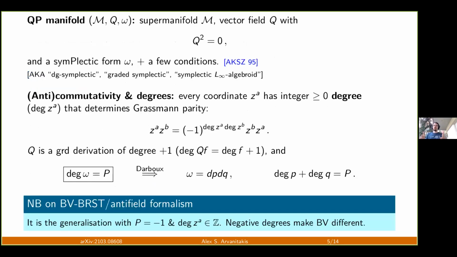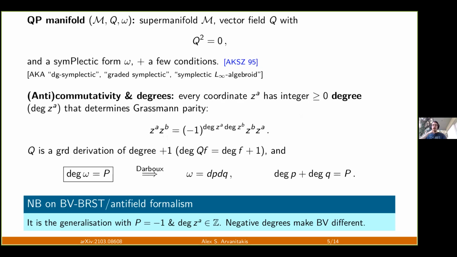Okay, so what are these QP manifold objects? These came up already, certainly today in the AKSZ talk earlier, probably the days before as well, but I might as well summarize. You take a supermanifold and you take a vector field which is odd and is nilpotent, Q squared equals 0. And you also take a symplectic form, and all of these things need to be compatible with each other. And crucially, the supermanifold is graded, so every coordinate has a degree. In our case, it's an integer that's greater than 0, and it determines the Grassmann parity. So odd coordinates anti-commute and even coordinates commute.